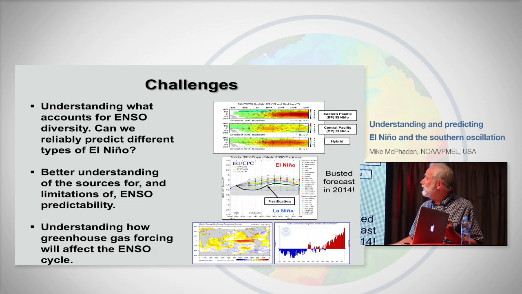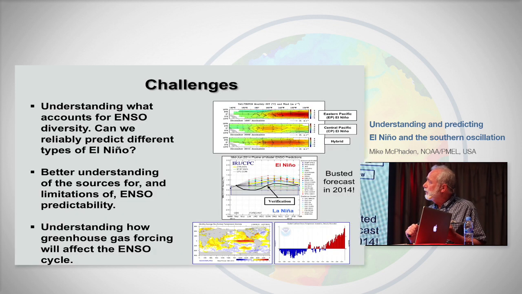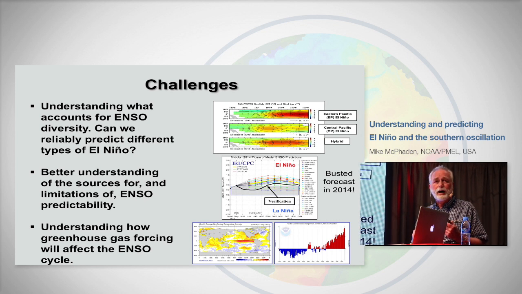Quickly, some challenges. Understanding what accounts for ENSO diversity. How is it that the various processes that give rise to sea surface temperature anomalies combine in such a way to produce this wide range of patterns? And this question matters because the impacts are affected by where the warm water actually occurs.